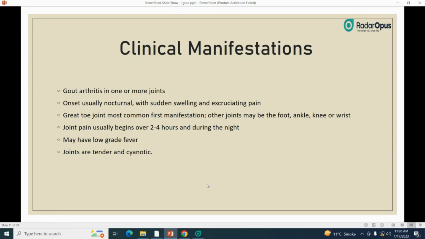Gout arthritis is in one or more joints. Onset is usually nocturnal with sudden swelling and excruciating pain. The great toe joint is the most common first manifestation. Other joints may be the foot, ankle, knee, or wrist. Joint pain usually begins over 2 to 4 hours and during the night. May have low grade fever. Joints are tender and cyanotic.